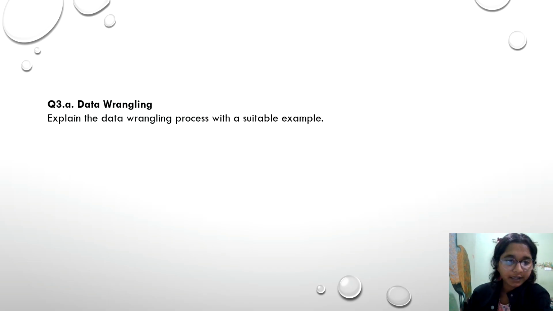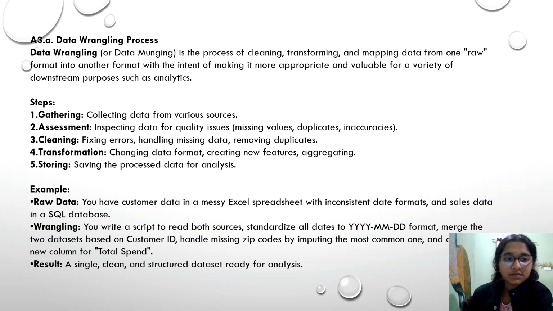Third question, data wrangling. Explain the data wrangling process with a suitable example. So here is the data wrangling process. Data wrangling or data munging is the process of cleaning, transforming, and mapping data from one raw format into another format with the intent of making it more appropriate and valuable for a variety of downstream purposes such as analytics.